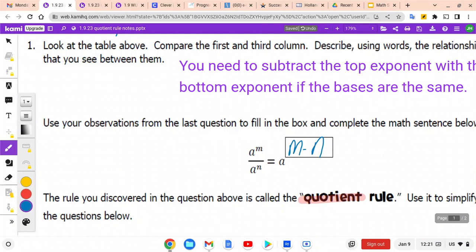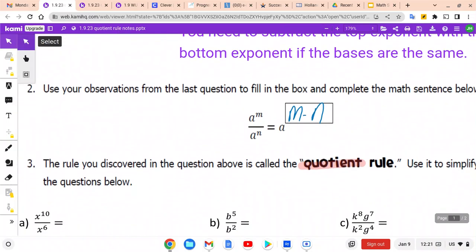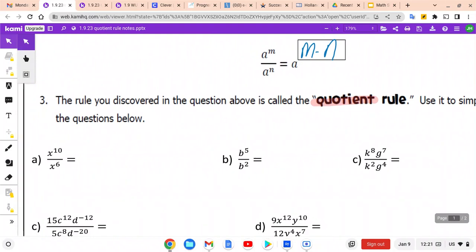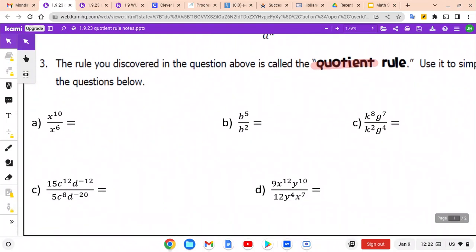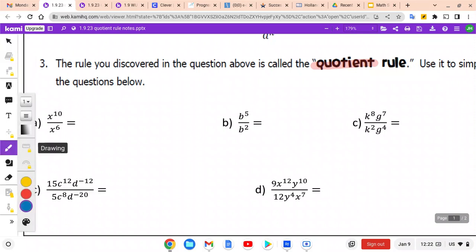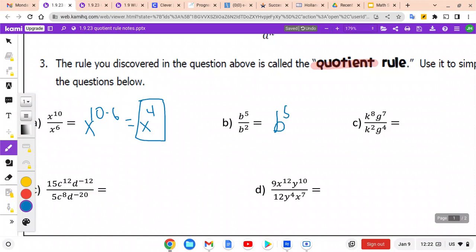All right, let's do some practice problems. All right, we have x to the 10th divided by x to the 6th. Bases are the same, so you subtract the powers. 10 minus 6 is 4. All right, bases are the same. 5 minus 2 gives us 3.